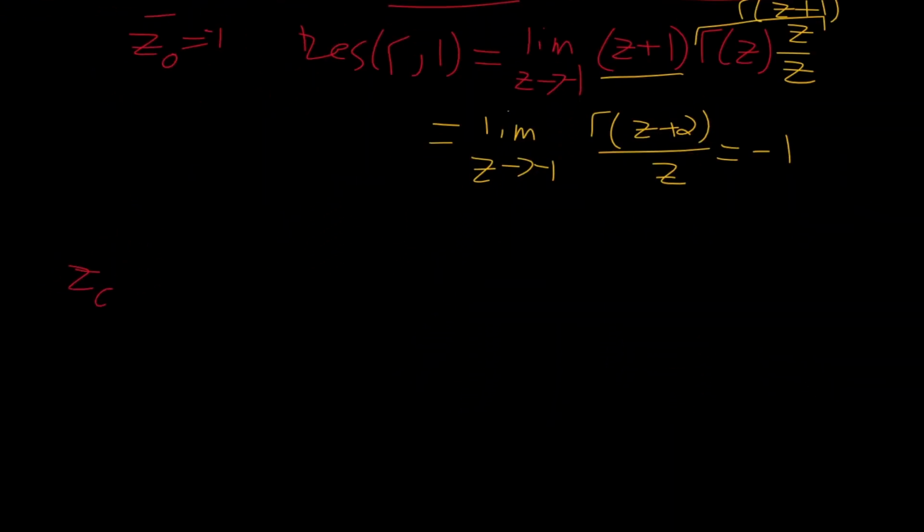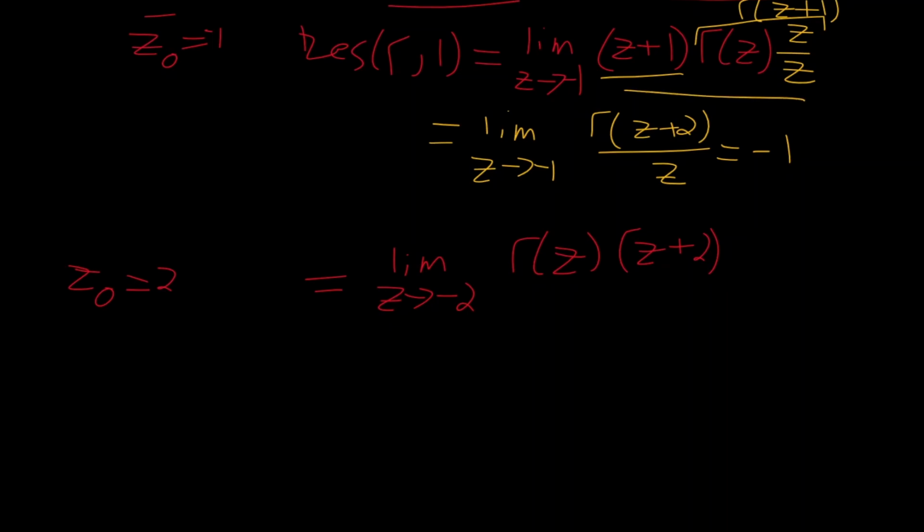Let's find the residue at negative 2. So we have z naught is equal to negative 2 now. So the residue is going to be equal to the limit as z approaches negative 2 of gamma of z times z plus 2. And let's do the same thing as last time so we can continue exploiting this little identity right here, that z times gamma z is gamma z plus 1.